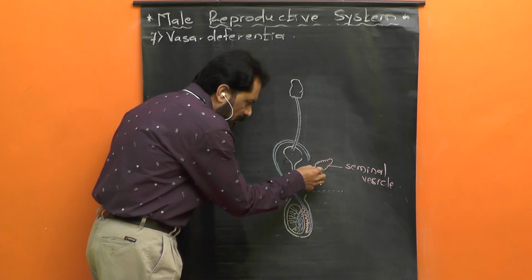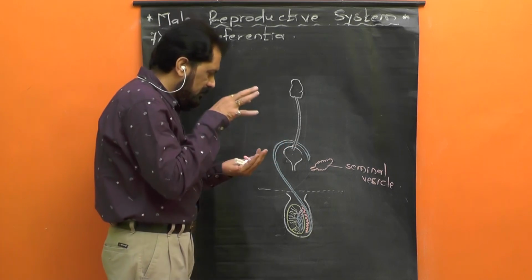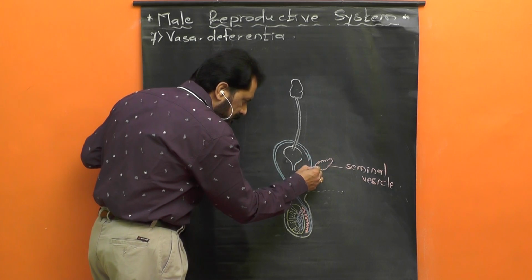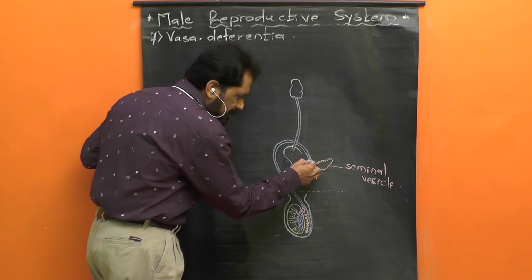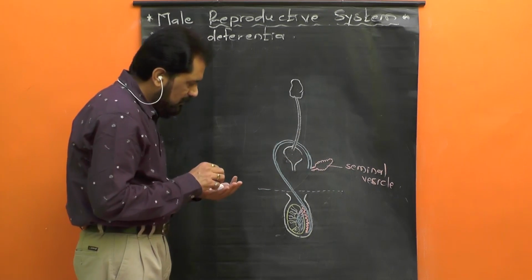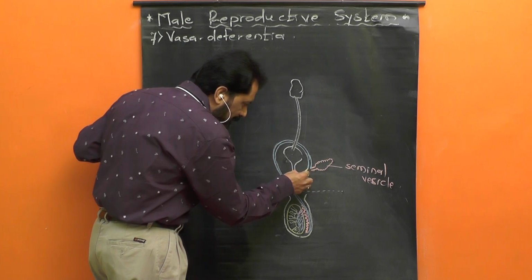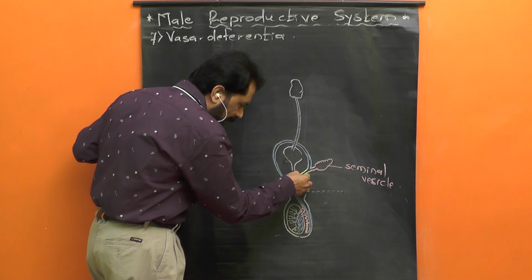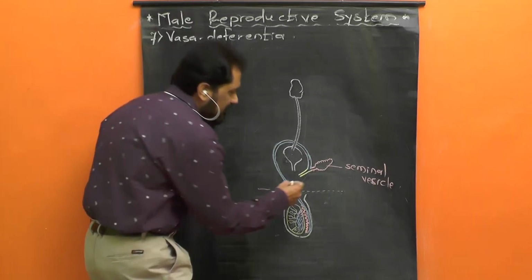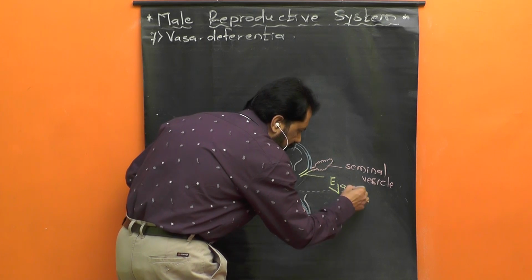This is a short duct of seminal vesicle, and the vas deferens joins with the duct of seminal vesicle to form a common duct. Here I have shown with the help of yellow chalk the common duct. This duct is called the ejaculatory duct.